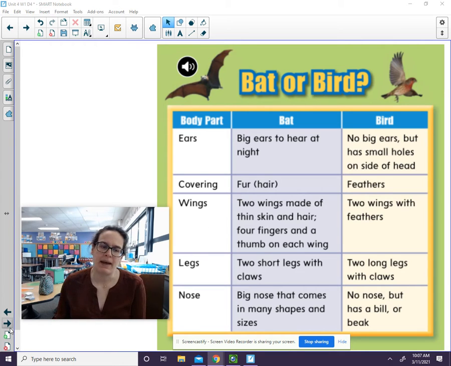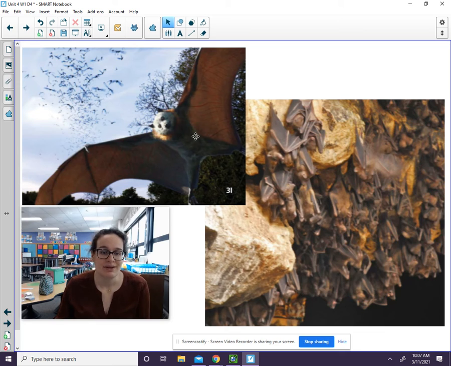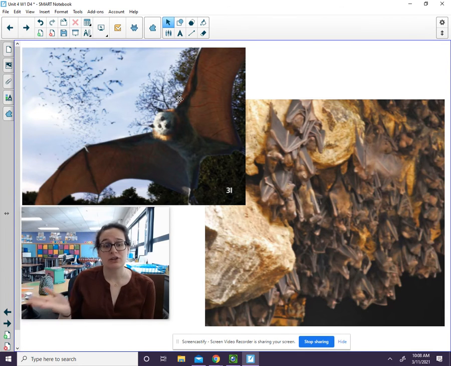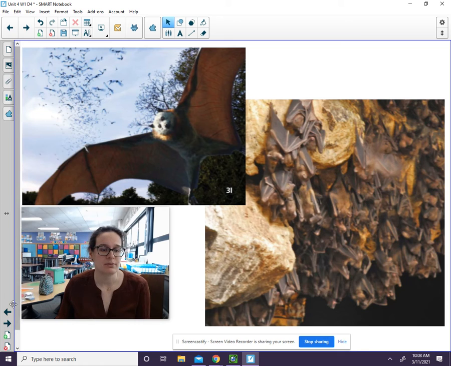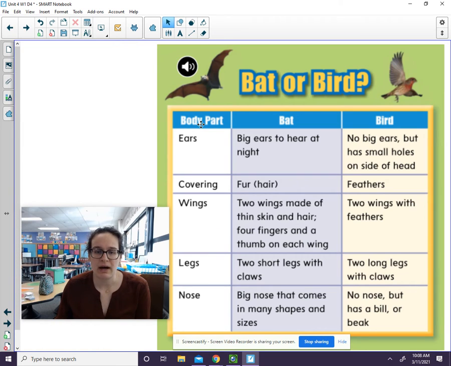The reason why we're comparing bats and birds, though, is because what do bats and birds both do? They both fly, yeah. So bats and birds fly, which makes me wonder, when I read about how a bat has wings like a bird, I wonder how they're the same and different. So again, I could use that chart to help me. So let me go back to my chart. So we're going to look for the body part, wings, because that's what they use to fly. Here's wings.